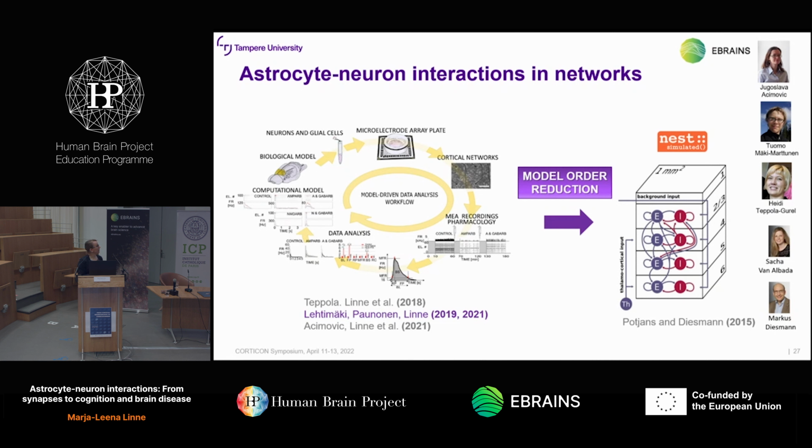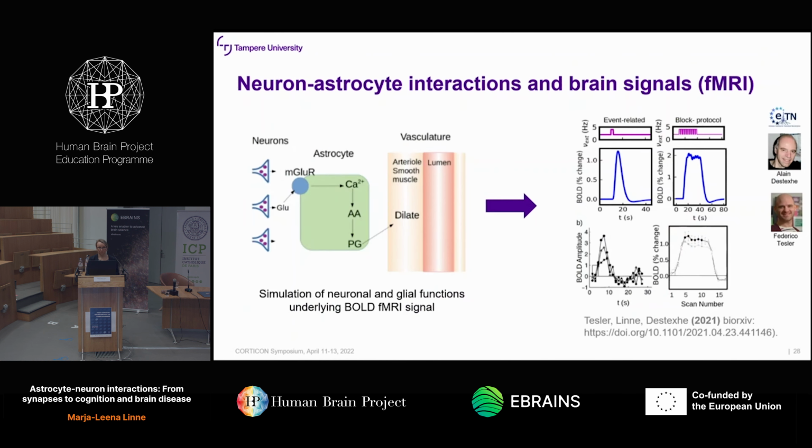We also do mathematical model order reduction in order to transfer all this astrocytic complexity to more large-scale simulations, but in this talk I don't have time to talk about it more. With Alain Destexhe and Federico Tessler, we have also looked at how neuron-astrocyte interactions relate to brain signals, particularly fMRI. And here the idea is to simulate neuronal and glial functions and try to understand how they underlie the fMRI signal.